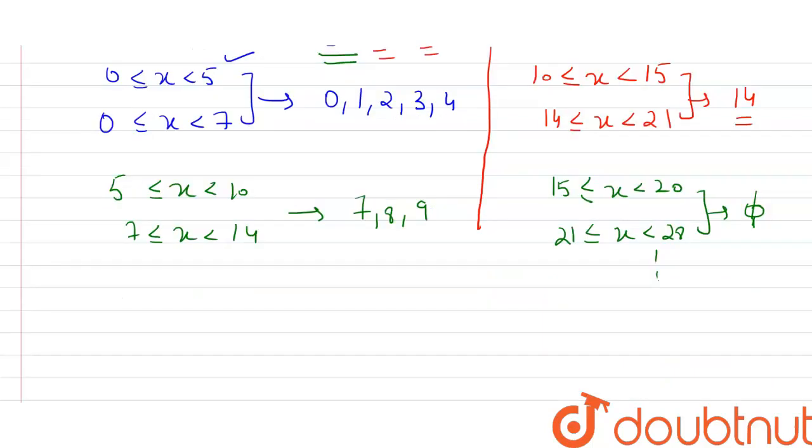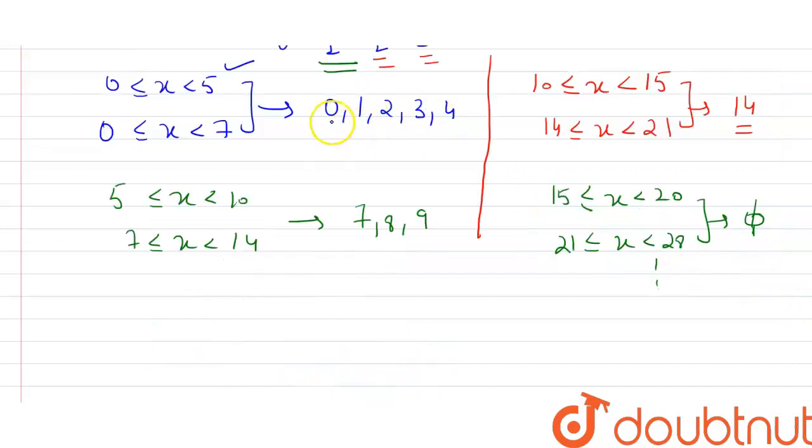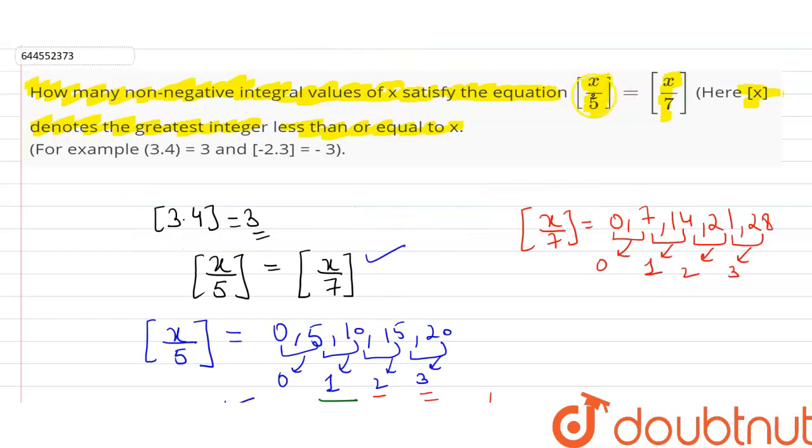So the number of solutions of x that come to us: here there are 5 terms, here there are 3 terms, and here 1, so 5 plus 3 plus 1 is 9. So there are a total of 9 values of x for which this equation is satisfied. So the answer is 9.